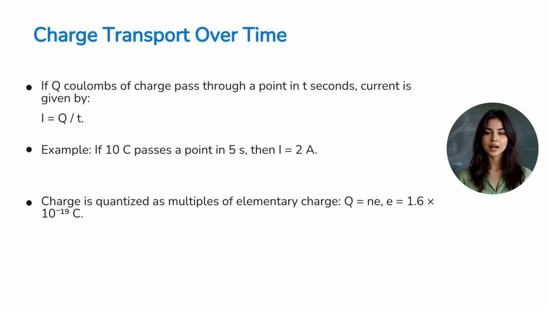But here's a neat fact: charge isn't just continuous, it comes in discrete chunks. This means charge Q is actually equal to n times e, where n is the number of charges and e is the elementary charge, approximately 1.6 times 10 to the minus 19th coulombs. So every time charges move, they move in tiny packets, sort of like grains of sand. This quantization is why electricity behaves in very predictable ways when you dig deep enough.